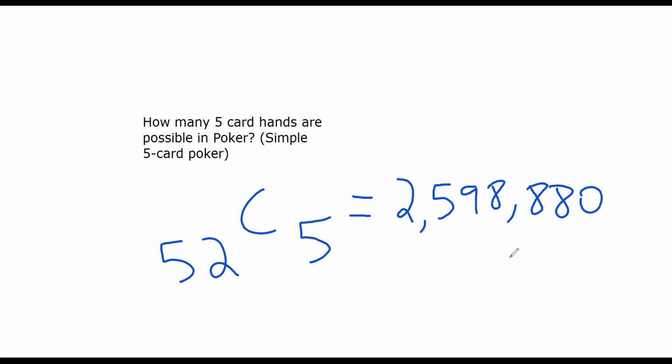So these combinations and permutations are absolutely problems that come up when we're talking about counting and when we're talking about probability specifically.